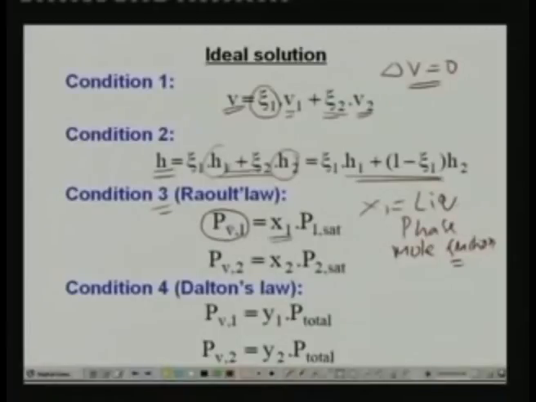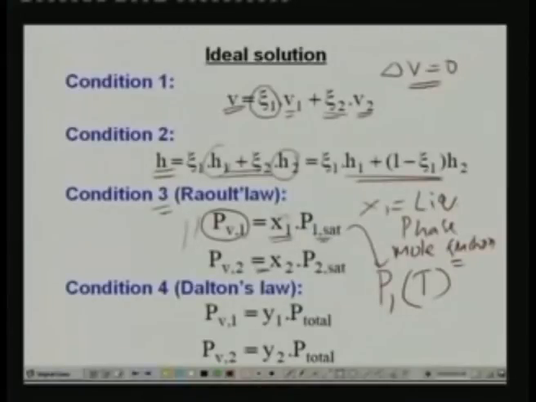So the vapor pressure exerted by component 1 is equal to the product of the liquid phase mole fraction x1 into P1 sat. What is P1 sat? P1 sat is nothing but the saturated pressure of component 1 at that particular temperature T. So the vapor pressure for component 1 is given by this, and for component 2 it is given by this, where x2 is the liquid phase mole fraction of component 2. So, this is what is known as Raoult's law.